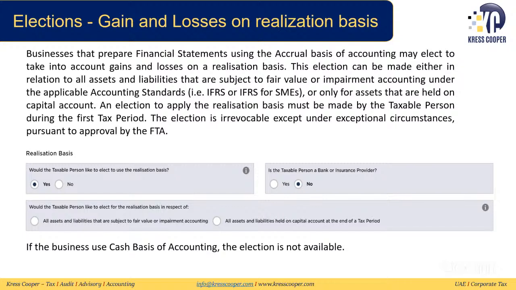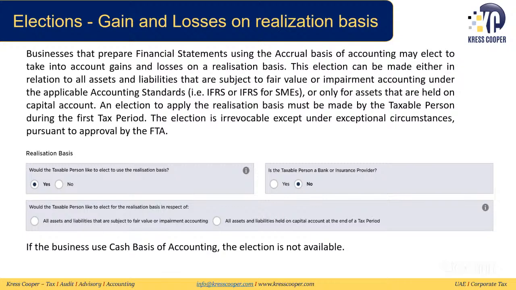When you go to this section, it will ask whether the taxable person would like to elect to use the realization basis. If you click yes, it will further ask whether you are a bank or insurance provider. If you are a bank or insurance provider, or you are part of a tax group and one of the companies is a bank or insurance provider, and you click yes, then the only applicable option for you will be the second one, which is all assets and liabilities held on capital account at the end of a tax period. If you're not a bank or insurance provider, it will give you these two options: would you like to elect the realization basis for all assets and liabilities that are subject to fair value impairment accounting, or for all assets and liabilities held on capital account at the end of the tax period.